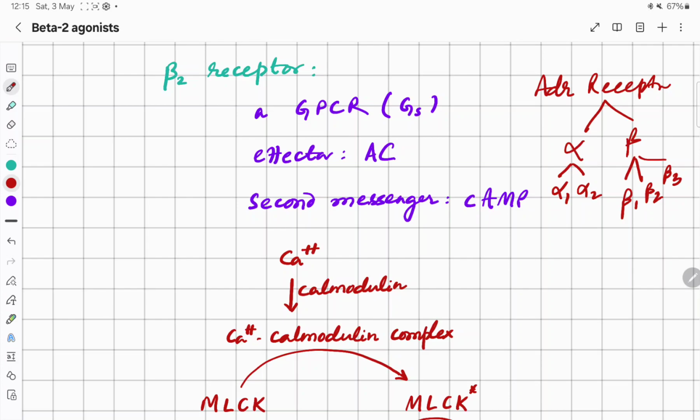Today we are discussing the beta 2 receptor, which is mainly located in the smooth muscles, and most of the beta 2 receptor agonists used act primarily on the bronchial smooth muscle. So today's discussion will be restricted to bronchial smooth muscle. Beta 2 receptor is a G protein coupled receptor, the effector is adenyl cyclase, and the second messenger produced is cyclic AMP, cyclic adenosine monophosphate.